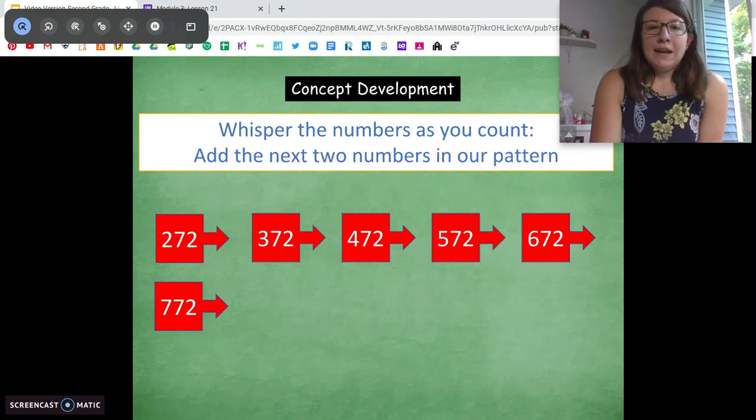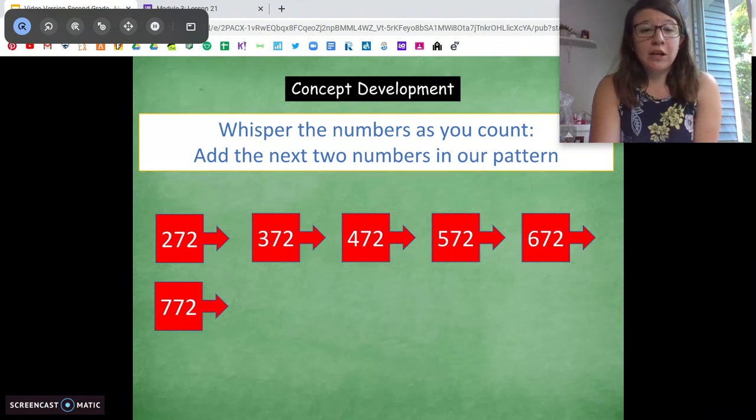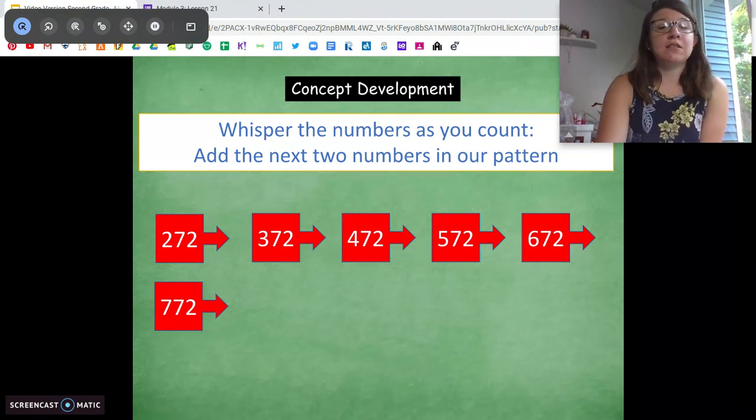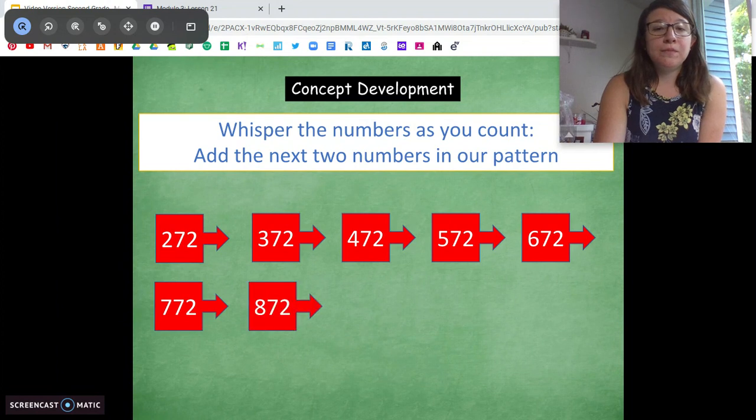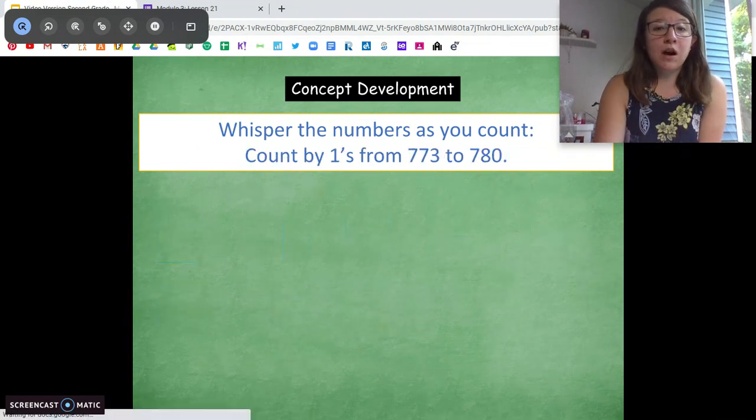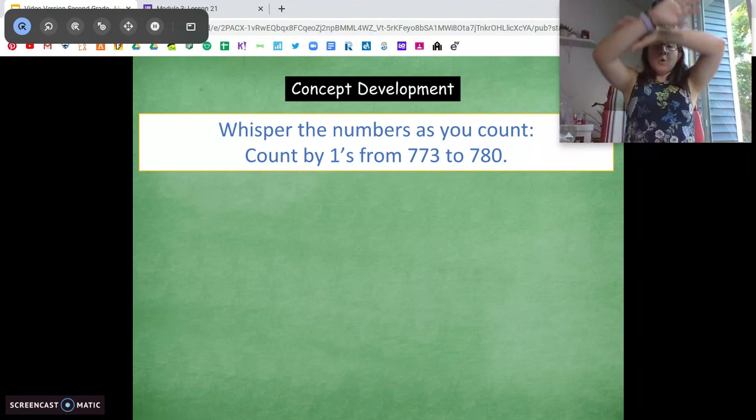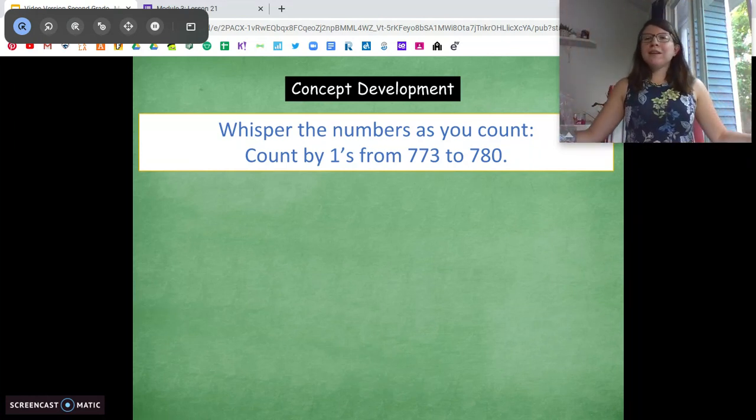All right. Now, we're going to add the next two numbers in our pattern. Our pattern is what? What are we counting by? 100. Very good. So add those hundreds discs on. We're at 772, 872, 972. Awesome. Okay.